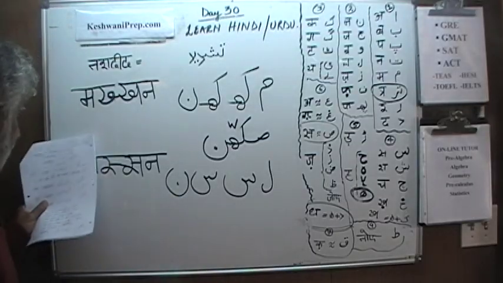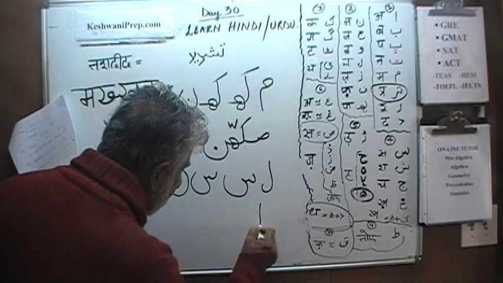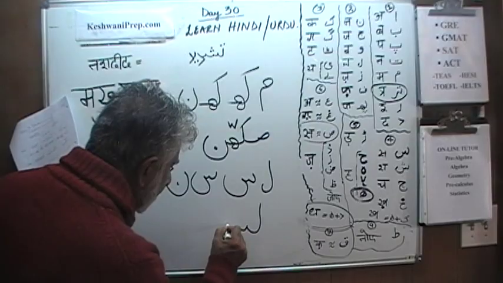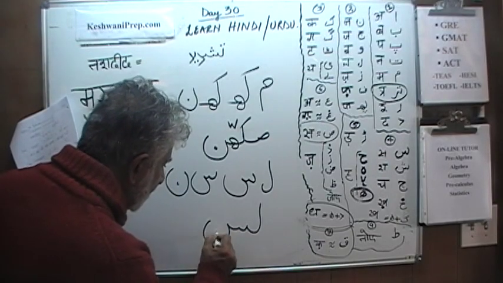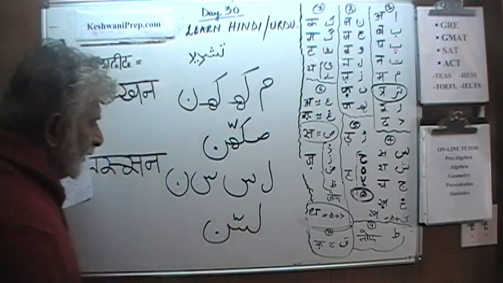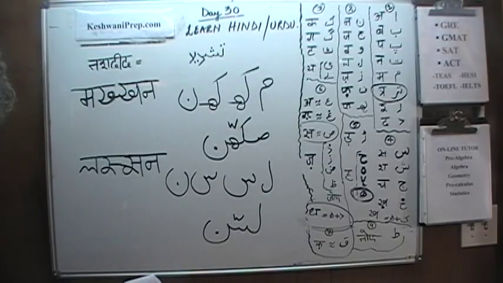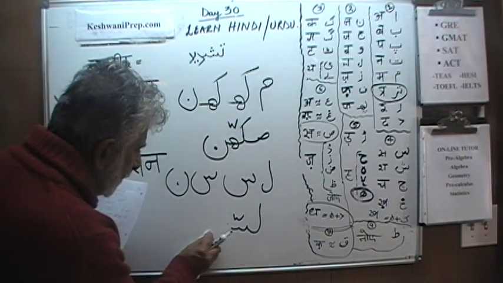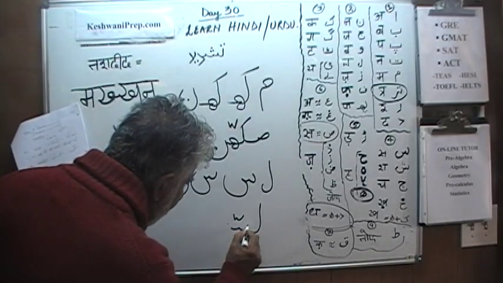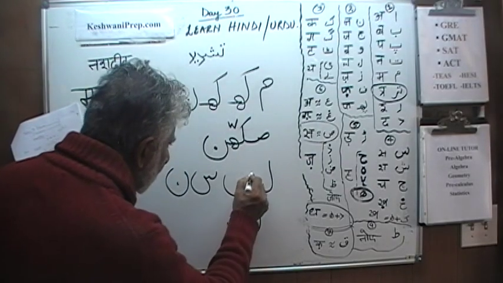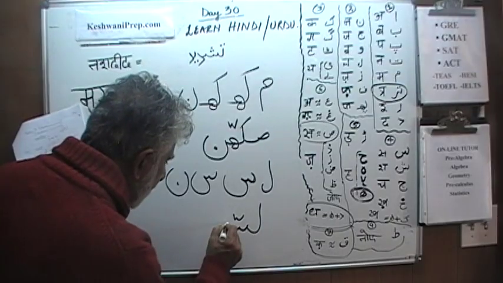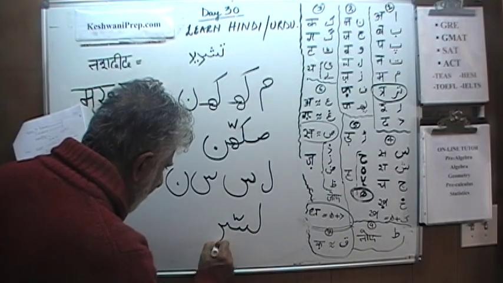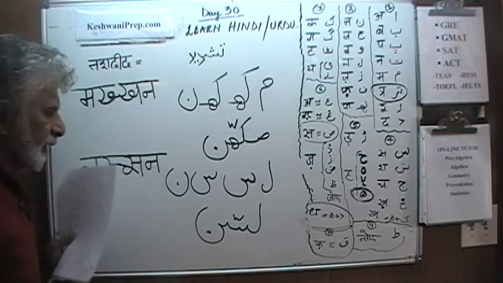Lasan. Let's put them together, shall we? La, sa, and then a na, and it will take Tashdeed. Lasan. Except it needs one more loop. You see, these two loops that you see here are for the sa. And then one needs one more loop to combine the na. Lasan.